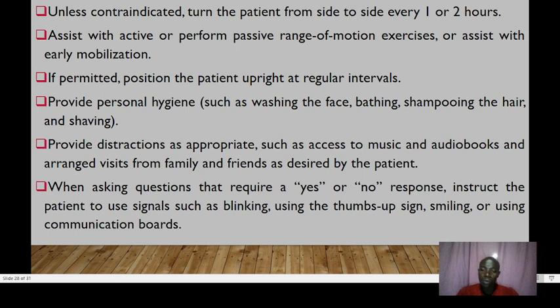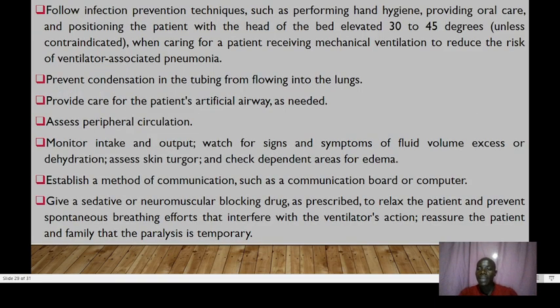When asking questions that require a yes or no response, you instruct the patient to use signals such as blinking or using the thumbs up sign, smiling, or using communication boards. Okay, because there is a problem. Also, the patient could have anxiety related to lack of an appropriate way to communicate. So you have to at least talk to the patient to ensure that this is done.